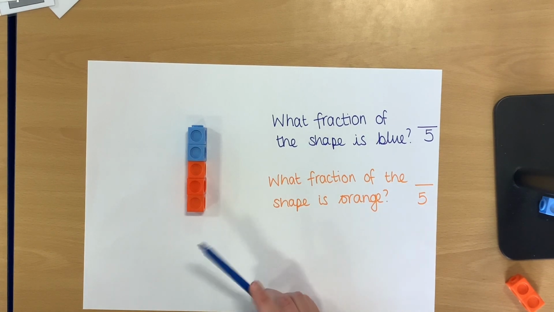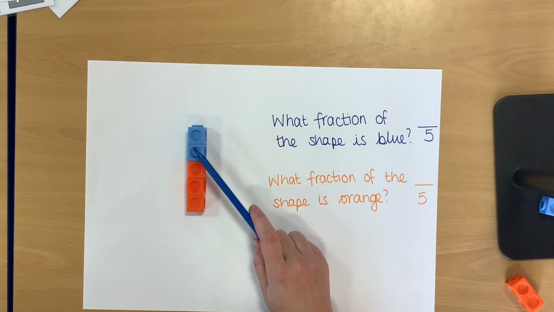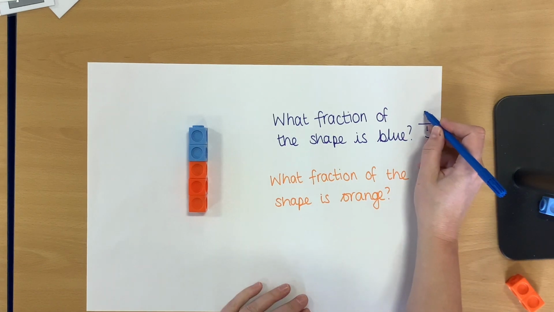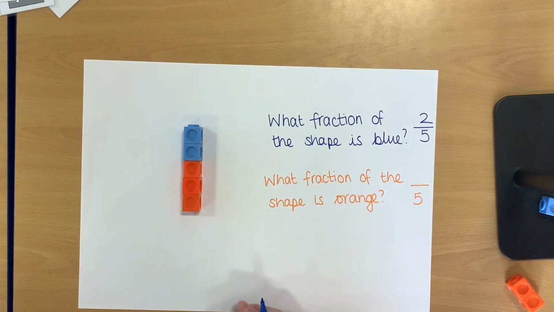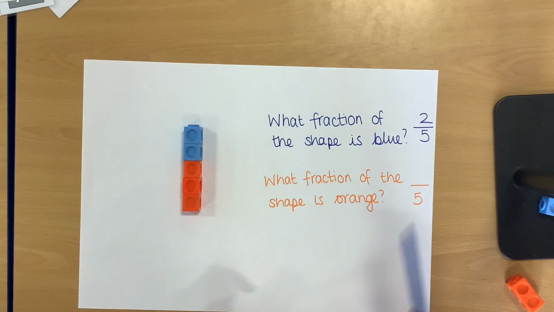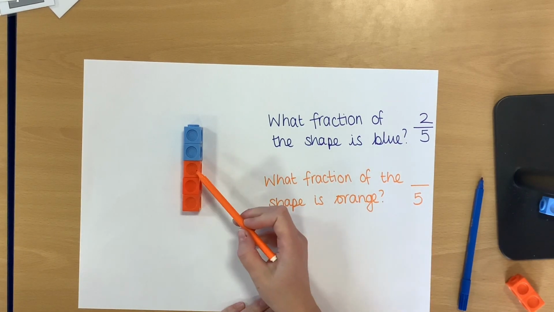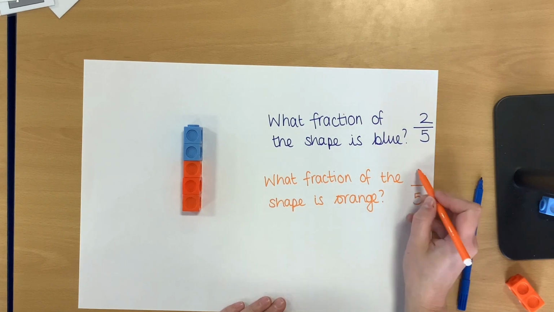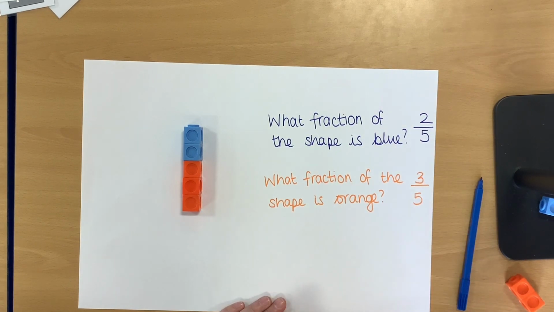How many of those 5 are blue? 1, 2. 2 out of 5 are blue. So 2/5 of the shape is blue. How many are orange? 3 out of 5 cubes are orange. So 3/5 of the shape is orange. Okay, I'm going to show you some other shapes now, and I want you to write down what fraction of the shape is blue and what fraction is orange.